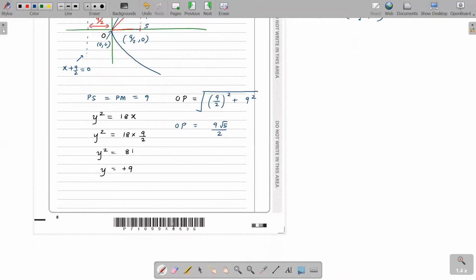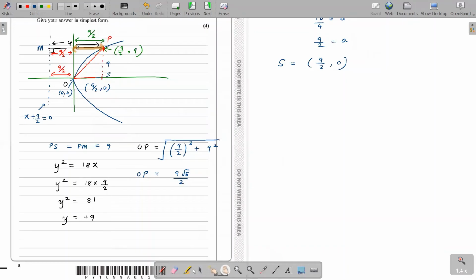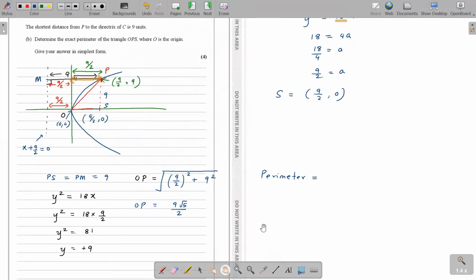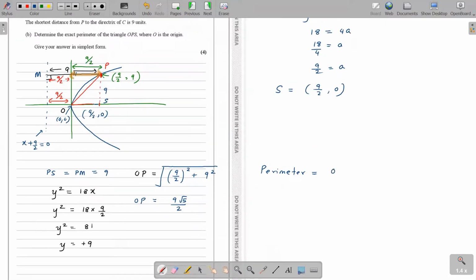Okay. How do we get the perimeter now? The question is to find the perimeter. So I will write it over here. Perimeter is what? You have to add the distances, right? You have to get OP plus OS plus PS. So what do we get?